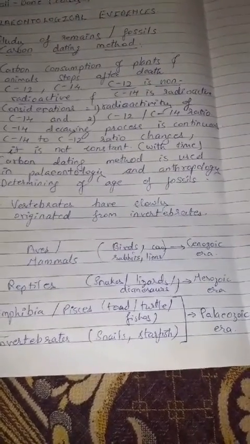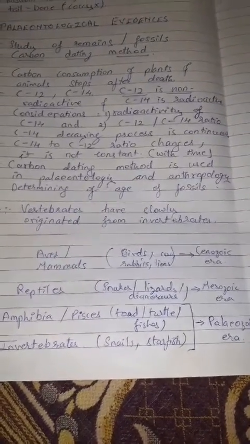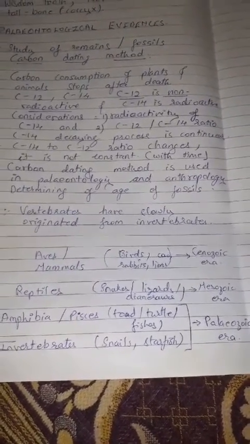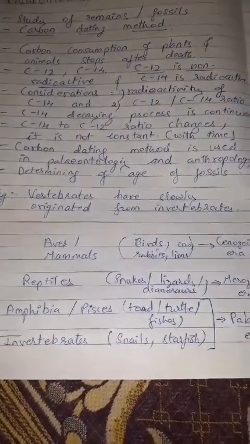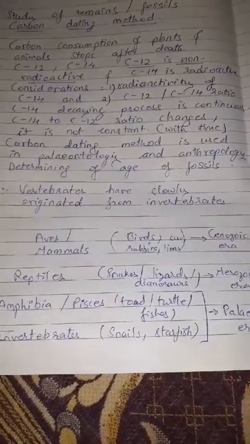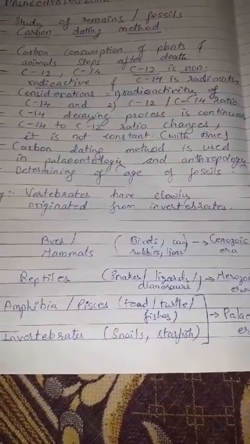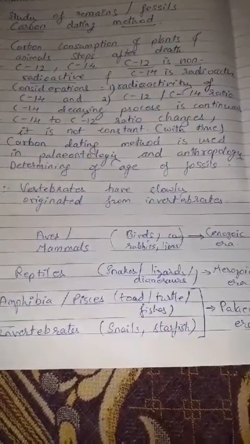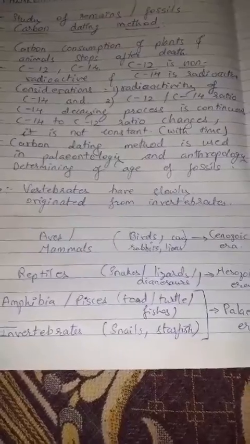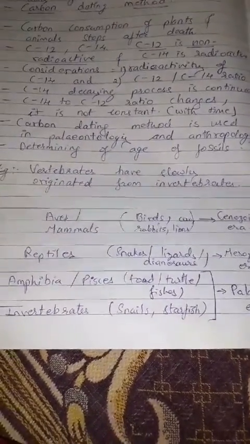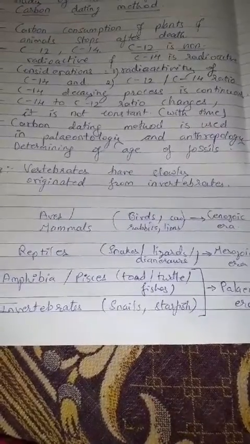The C12 isotope also decays, but the process is at a lesser speed as compared to C14. So if the ratio of C12 and C14 is studied, it will not be constant. It goes on changing as time passes. As more and more years pass, the ratio of the concentration of C12 and C14 will keep on changing.